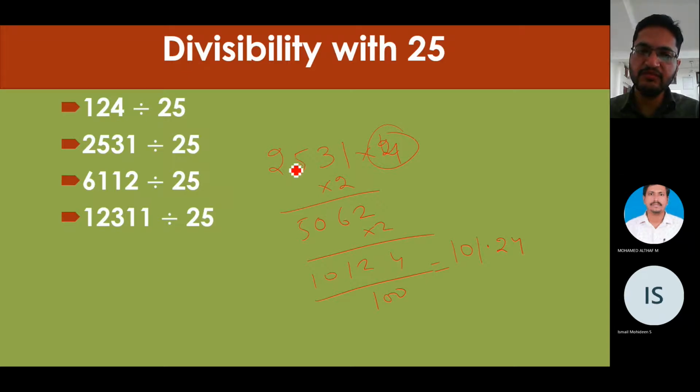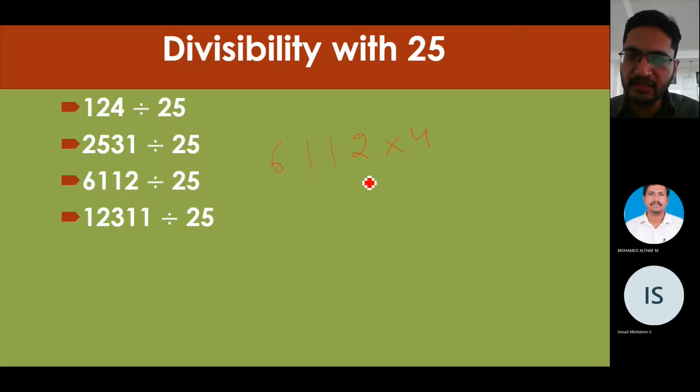In the next question, one more question, 6112. Either you can directly multiply this number with 4, or first you can divide with 2, again with 2. Now if I multiply this number with 4, I will get 24448. Now I will divide this answer with 100, I will get 244.48.